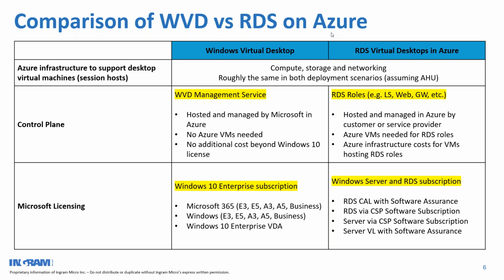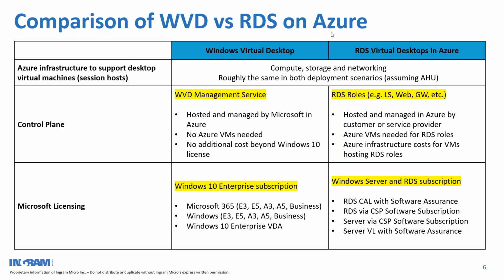The same holds true if he has a Windows 10 subscription. So Windows 10 subscription is again available under Windows 10 E3, E5, A3, A5, or business. Or if there is a customer who separately purchased a Windows 10 Enterprise VDA license. So if you have a customer who's using any of these three sets of licenses, then he's already eligible to use Windows Virtual Desktop, or he can actually reuse these licenses with Windows Virtual Desktop.